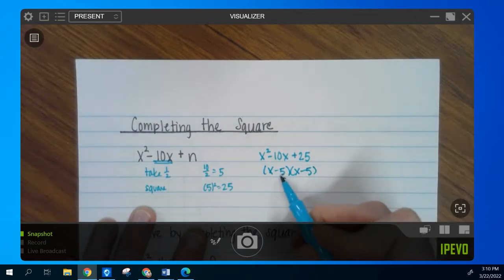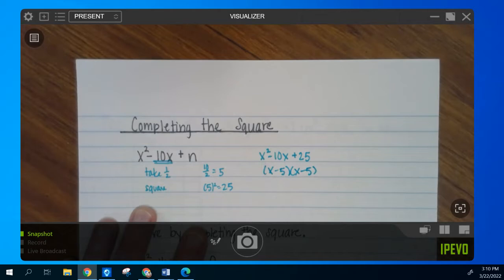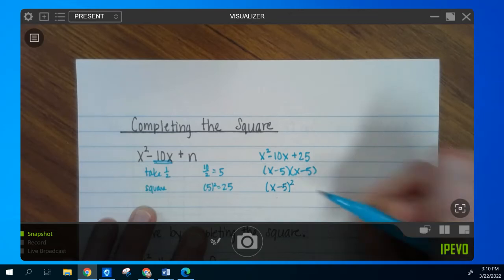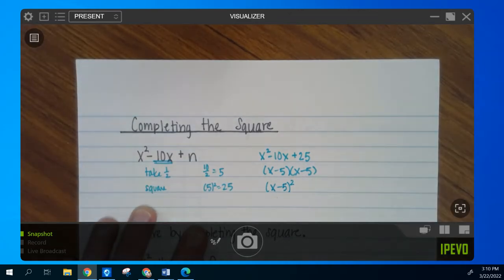So the negative 5 times negative 5 would make that positive 25. And then the inner and outer together would combine to make that negative 10x. It's considered a perfect trinomial square because now I can write that as a binomial, x minus 5 squared. So anytime we need to complete the square, that's the process. You find your b value in front of your x, in this case, take half of that value, and then you square it. And that's how we complete the square.